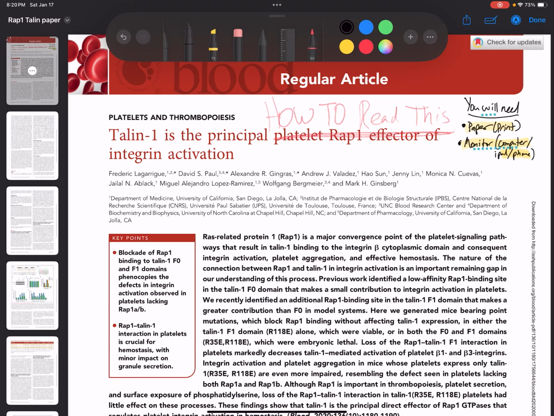And then the last thing you will need, writing utensil. Be that a pen, a highlighter, whatever it is. The reason being is because if you're learning how to read papers, you're going to be looking back and forth between pages, and it's going to help you see parts in the paper that you will need to reference later. It'll make sense in just a little bit, trust me.